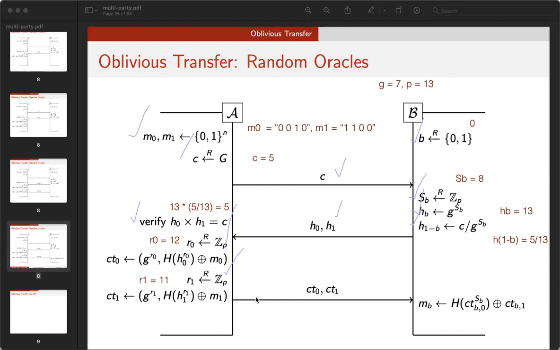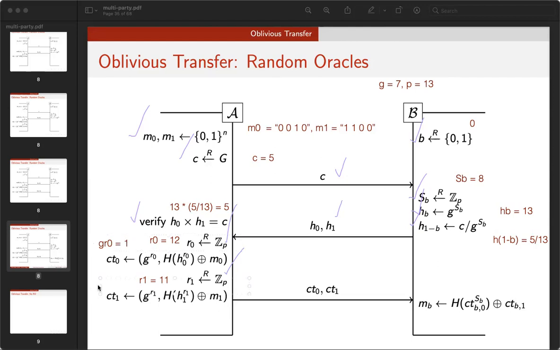Our ciphertext is G to the R0. So G is 7, R0 is 12, and that's all being done mod 13, which gives us 1. So G to the R0 is 1. Oops, undo text. Okay, and same with G to the R1. So 7 to the 11 mod 13 is 2.